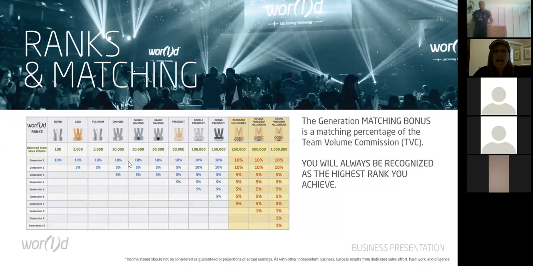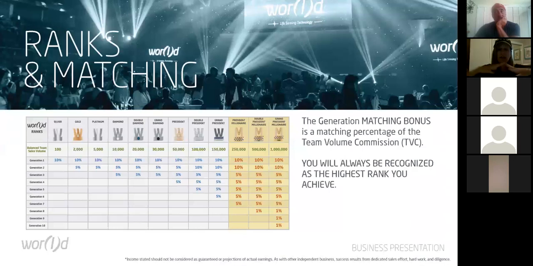When you get to diamond, now you've got 3 levels. When you get to president, you actually have 4 levels. And as you can see, when you get to the top of the comp plan, you get to earn down 10 levels. So remember, this is not the binary structure. This is a unilevel structure.